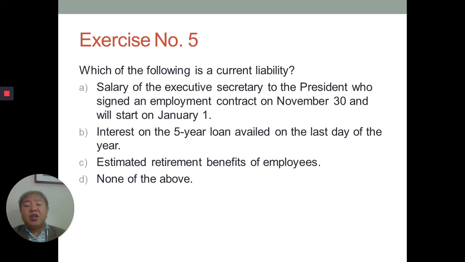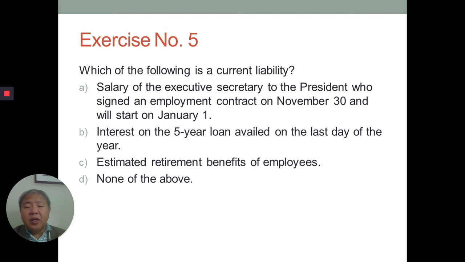Interest on a 5-year loan availed on the last day of the year. Again, same. So there's no liability yet. Estimated retirement benefits of employees. Now, this is a liability. However, as of December 31st, this is considered what? A non-current liability. Okay? As a matter of fact, this is one of the non-current liabilities that is called retirement benefits obligation. Okay? So therefore, letter D, none of the above.